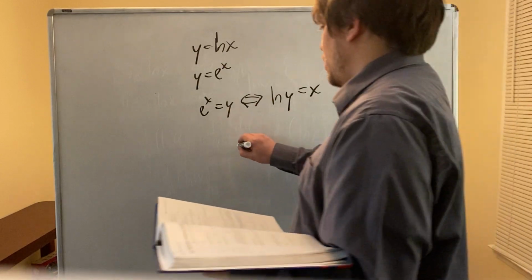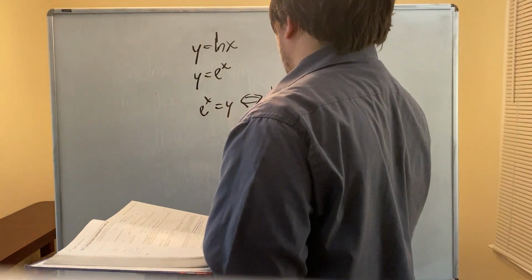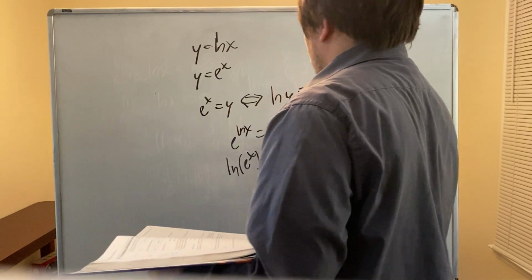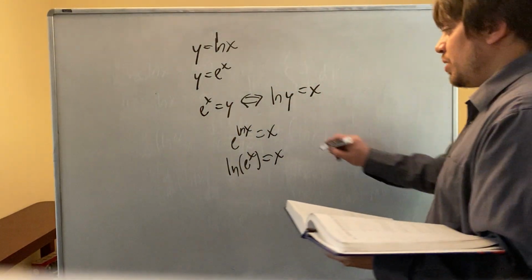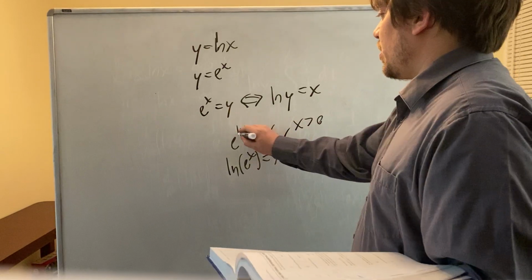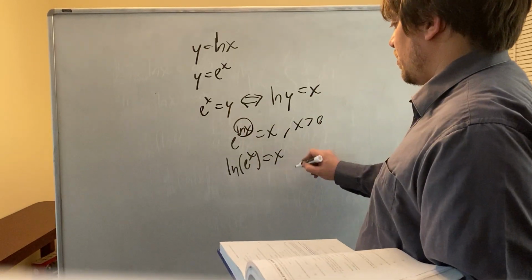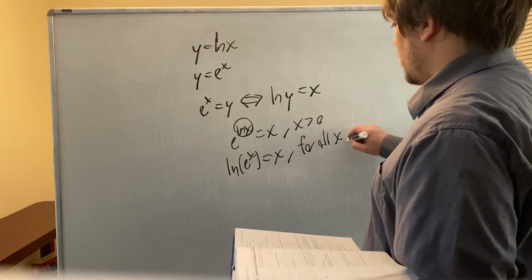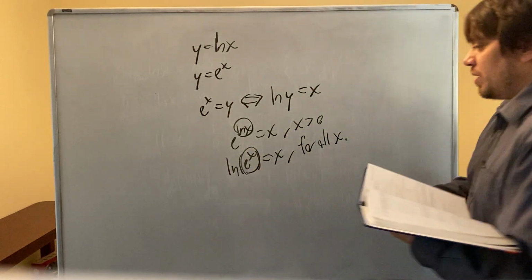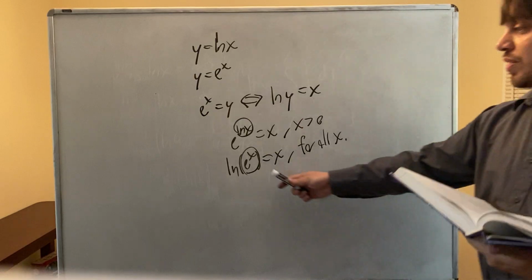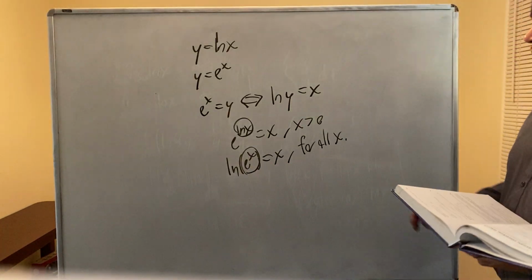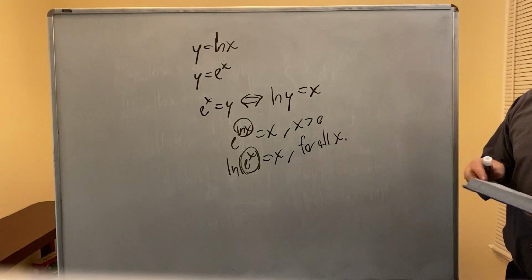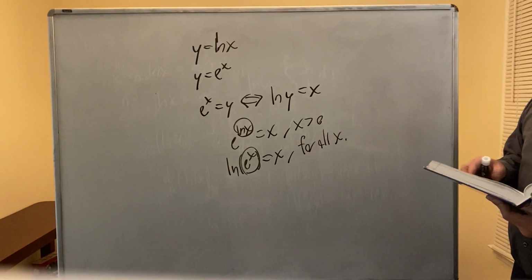And so you get cancellation equations. E to the ln x equals x, and ln of e to the x equals x. The first is only for x positive, because ln x is only defined for x positive. The second is for all real numbers x, because e to the x is defined for any real number x, and e to the x is always positive, which you can plug into ln. So you get the cancellation equations, but you need to keep in mind the domains are different for each one.